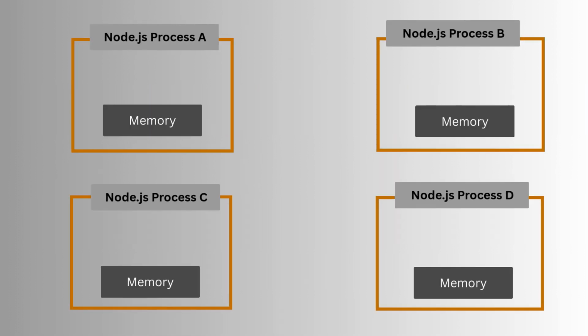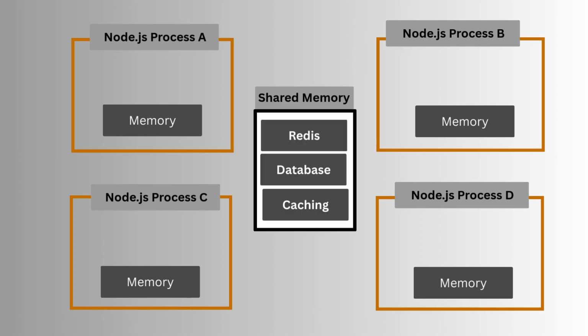One critical rule remains: never rely on in-memory state. Each process has isolated memory. If sessions are stored in memory, different processes cannot share them. Scalable systems externalize shared state, using Redis, databases, or dedicated caching systems.